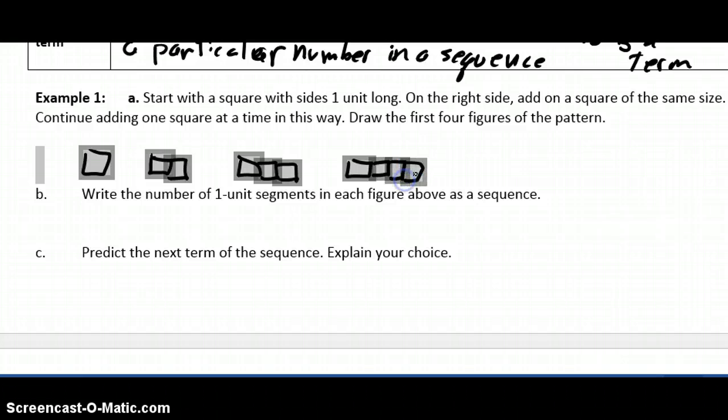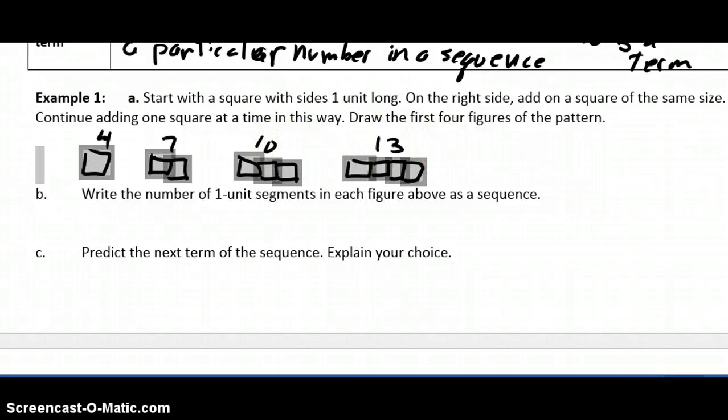And you can see, hopefully, that I'm adding 3 segments to each square. So if we write this out, I'm going to have 4 sides. If I count the number of segments, I'm going to have 7 here. If I count the number of segments all around my squares, I'm going to have 10. And then I'll have 13, and so forth. So B says, write the number of 1 unit segments in each figure above. So we've done that. We've got 4, 7, 10, and 13.